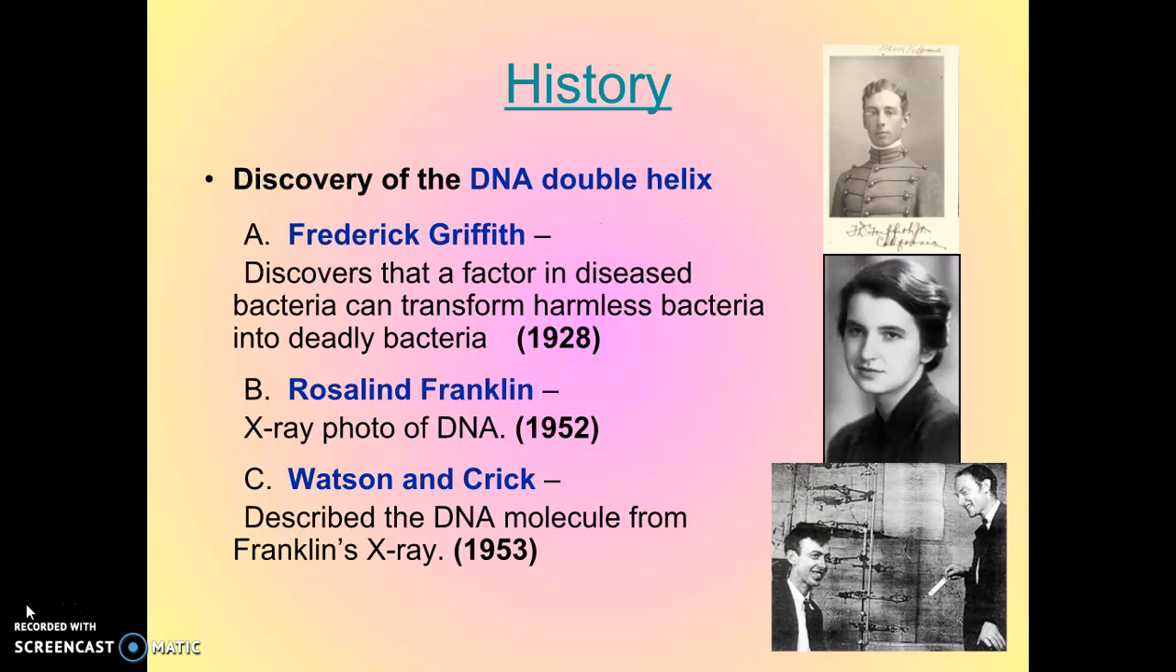So the history of the discovery of the DNA double helix, which is what you guys watched a video on this weekend. The first person to be involved is someone called Frederick Griffith, and he discovered that there's a factor in disease bacteria that can transform harmless bacteria into deadly bacteria. So something was being passed along, and that was in 1928. In 1952, Rosalind Franklin, who you now know had her work stolen basically from her, took an X-ray photo of DNA that was really, really good and led Watson and Crick to be able to describe the DNA molecule in 1953.